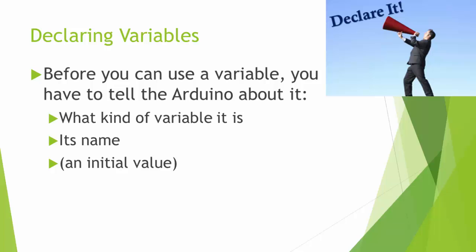Okay, so like I mentioned, before we can use a bucket, we have to actually make it available. Think of it as going to the hardware store and buying that bucket. Before we can use it, we have to do this thing called declaring it. And this is common across all programming languages. So we have to tell the Arduino at the beginning of the sketch the variable name, what kind of variable it is, and usually we'll give it an initial value. So we might set it equal to 0 at the start.